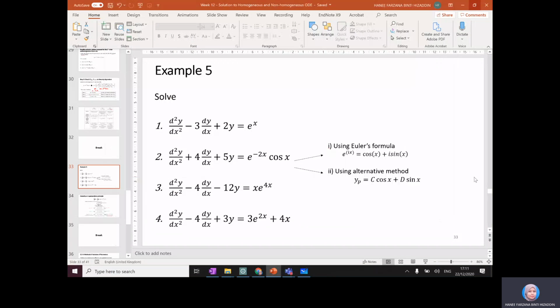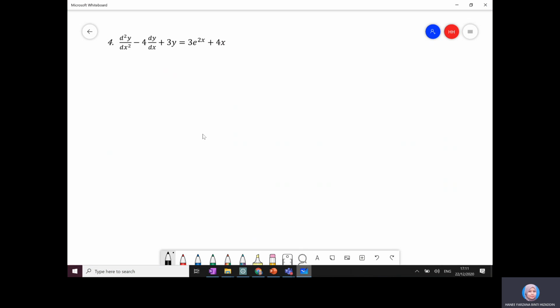Right, okay, let's continue with example 4 and example 2 at the end in this part of the video. Okay, so for example 4, to solve this non-homogeneous linear second order ODE. So first of all, as you know, we want to solve for the homogeneous part, i.e. to find the yc, the complementary solution.